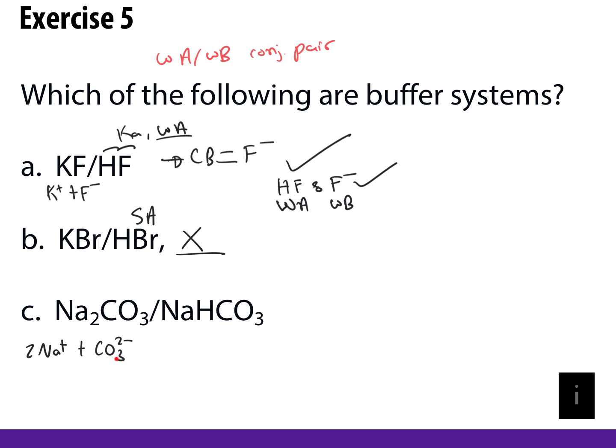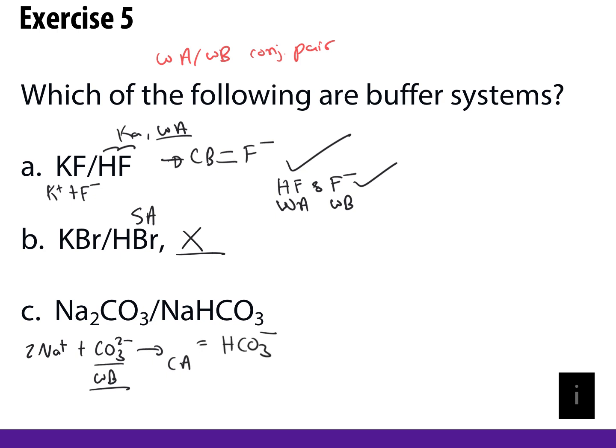CO3 2 minus has a negative charge, and those oxygens have negative charges on them. So again, this looks sort of like a base because it could pick up a proton, and that's what a base does. It can accept protons. So what is its conjugate acid? Its conjugate acid is HCO3 minus.